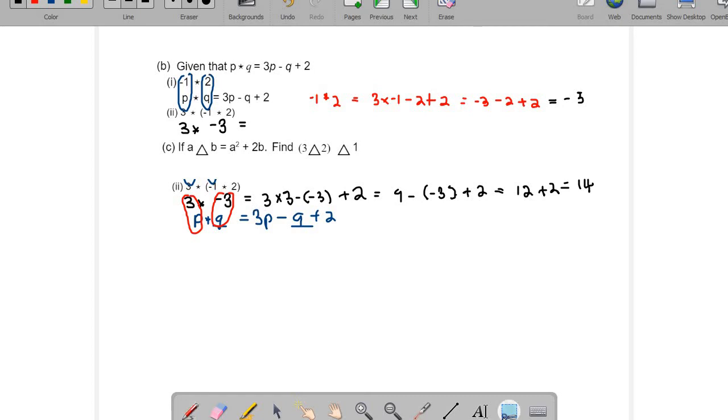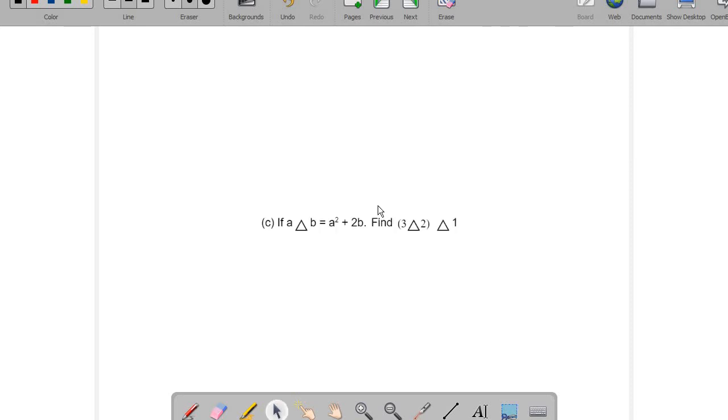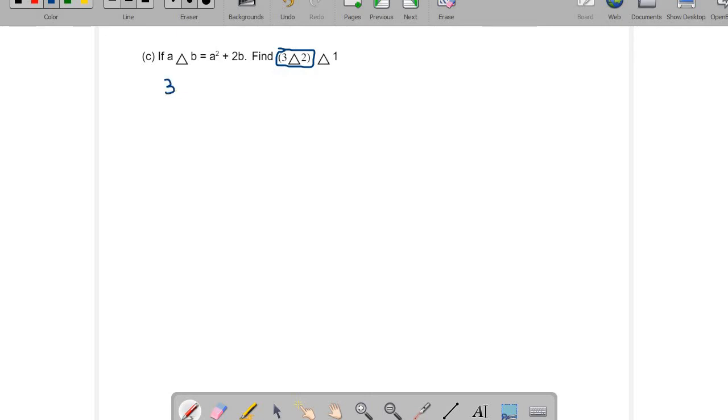Alright, I'm going to have to snip out this question as well and move that to our next slide. So let's do this binary operation, same process. We're going to work out what is in brackets first for this question. So let us find out 3 triangle 2. A is going to be 3 and B is going to be 2.